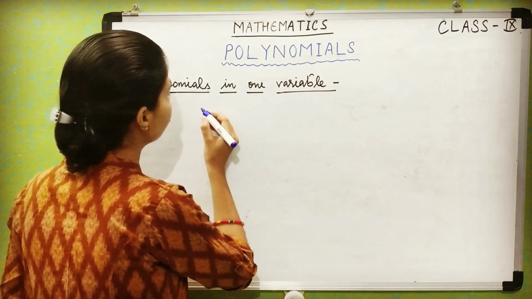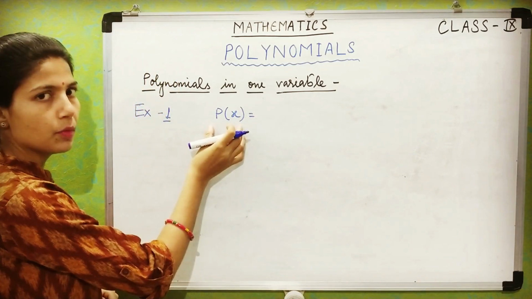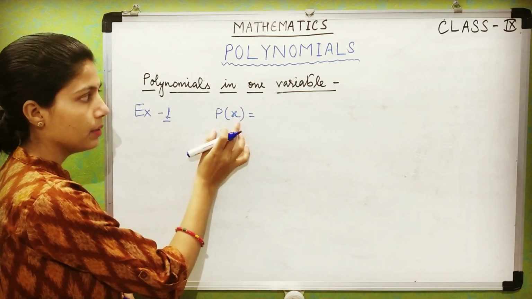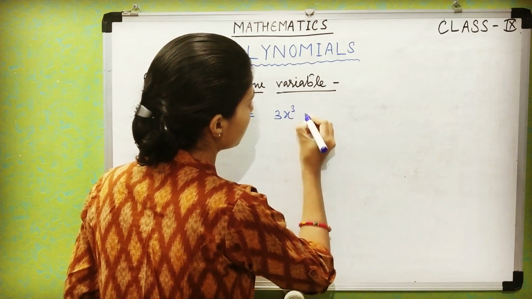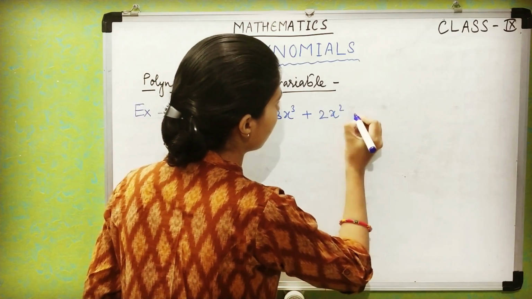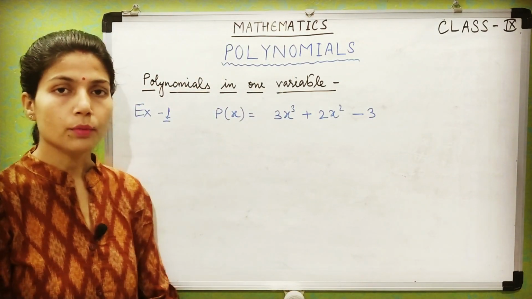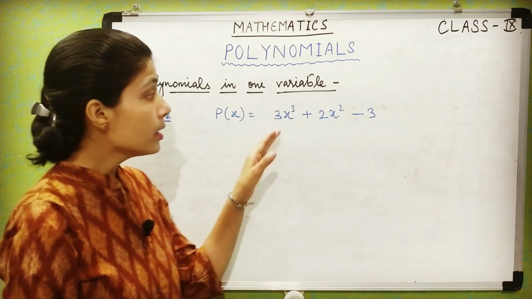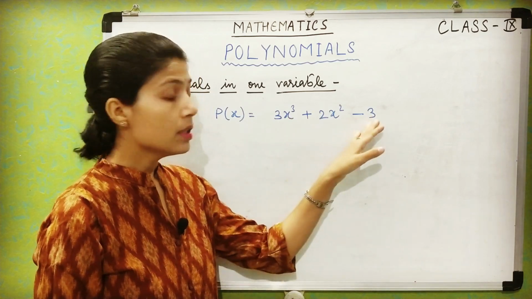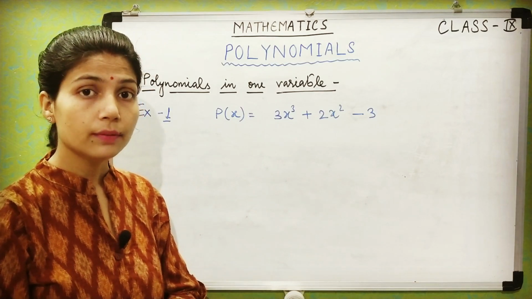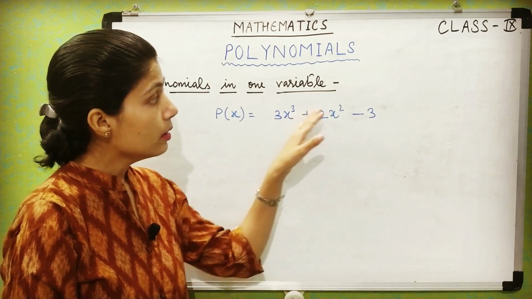Suppose I have a polynomial p(x). This is the symbolic form to represent any polynomial in one variable, that is x. Suppose 3x cube plus 2x square minus 3. This is a polynomial. Why? Because here each term is an algebraic expression, and in each term the power of the variable is a whole number.